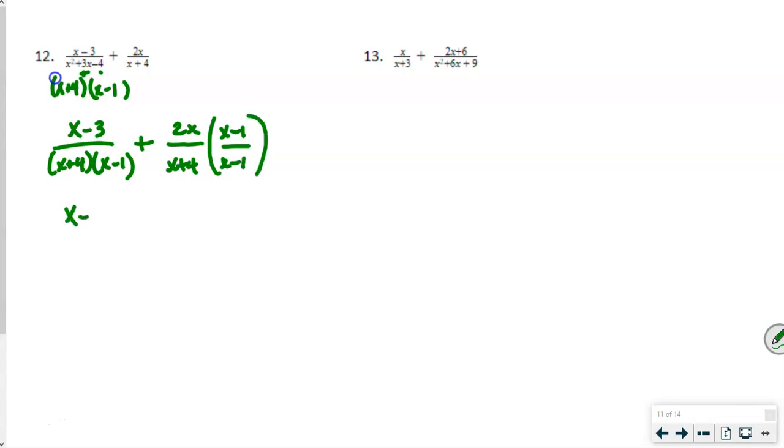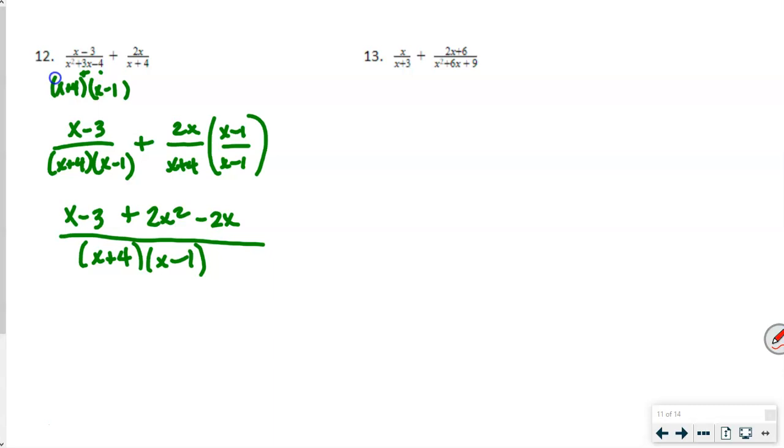So now we've got x minus 3 plus 2x times x is 2x squared, right? And then we've got 2x minus 1, so that's a minus 2x that we're multiplying there, okay? So now we do have a pair of like terms here, and I'm going to go ahead and put this all over the x plus 4 and the x minus 1, okay?